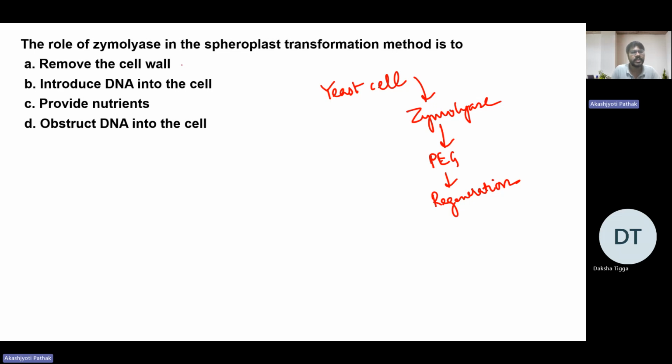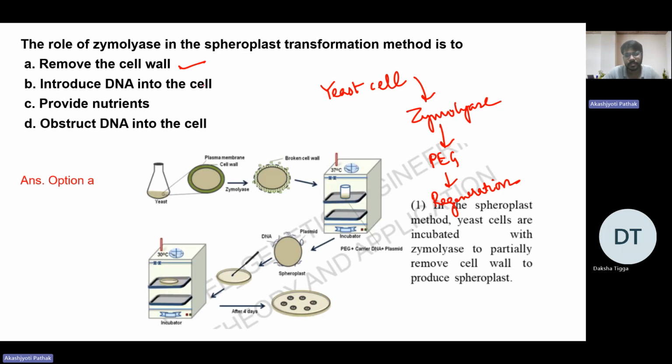So the answer is what? Zymolase was what is it doing? It was removing the cell wall. To partially remove cell walls to produce spheroplast.